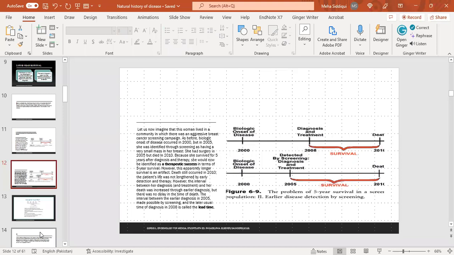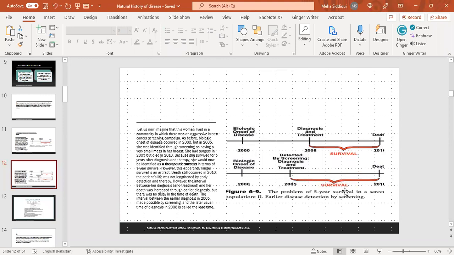But now imagine that she lived in a community in which there was an aggressive breast cancer screening campaign, and as before, biological onset of disease occurred in 2000, but in 2005 she was identified through screening as having a very small mass in her breast. She had surgery in 2005, and again, she died in 2010.